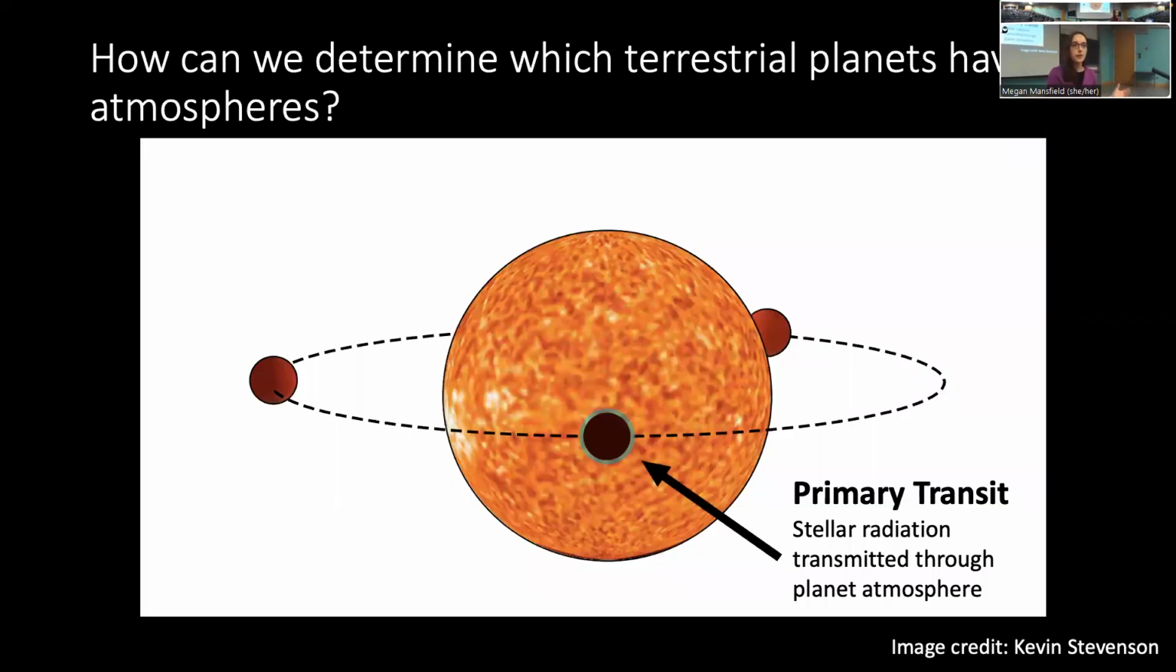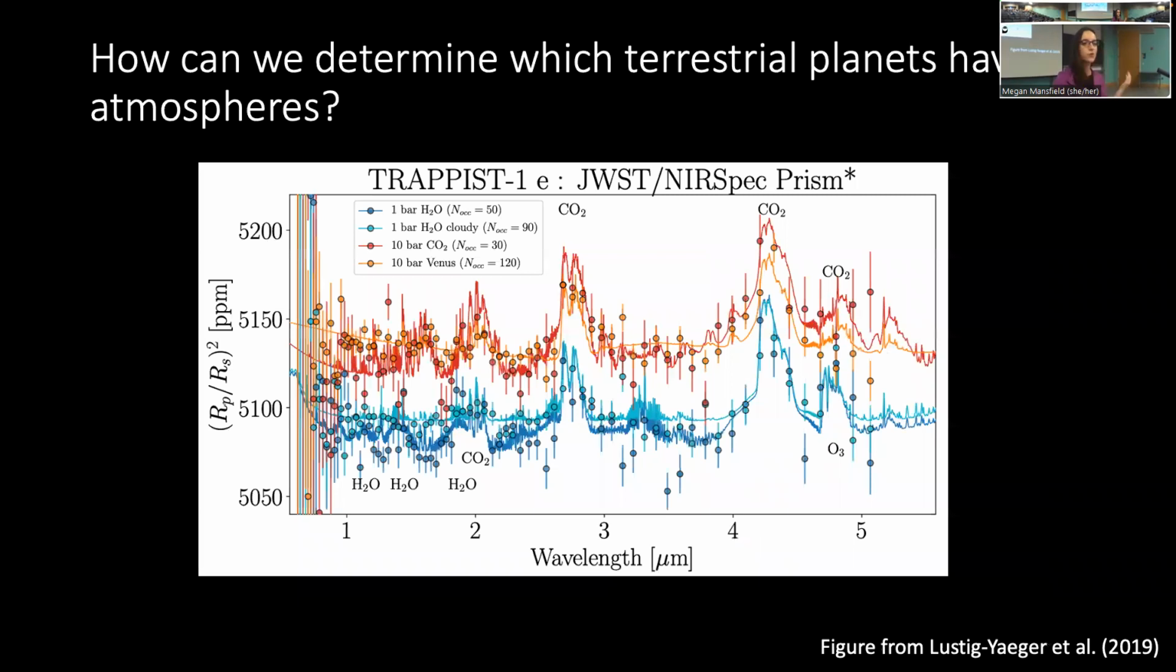So there are several different ways we can try and figure out whether terrestrial planets have atmospheres. The first is if we observe them in transit, we can see the starlight getting filtered through the planet's atmosphere, and we can look for the absorption features that would indicate that that planet does indeed have an atmosphere. So this is just one example from a paper by Jake Lustig-Jaeger looking at the absorption features we might be able to see on TRAPPIST-1e if we looked at it with JWST.